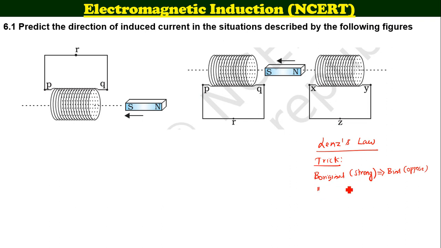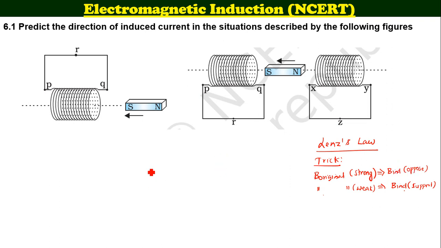Now the other way around: if the original magnetic field is weak, then you are going to support that guy. That means the induced magnetic field will be developed in such a way that it supports the original, in the same direction. In this case the induced and original magnetic fields are in the same direction, and in the previous case they are in opposite directions. That is all you need to remember.